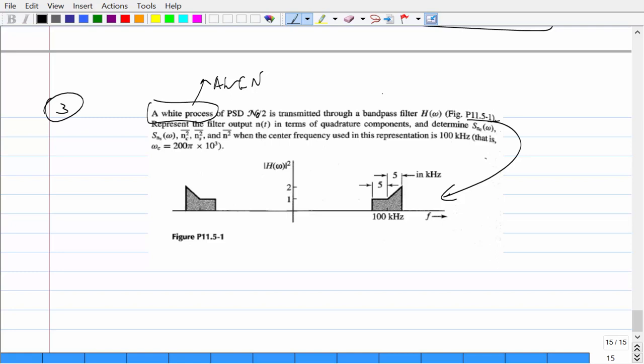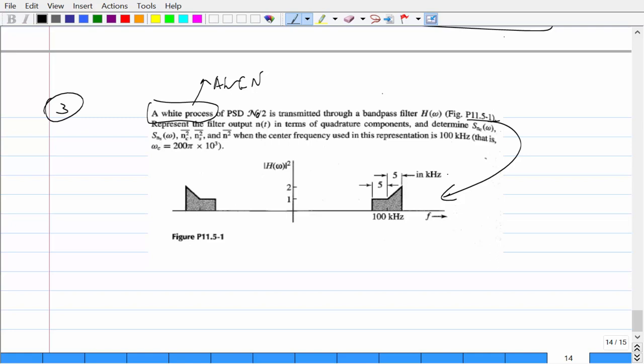And then what we need to do is represent the filter output N of t in terms of quadrature components, and then determine the power spectral density for the cosine quadrature and the sine quadrature. We also have to determine what the output power would be when the center frequency is 100 kilohertz, which is actually very nice. So this is telling us here that f_c is 100 kilohertz, and the center here is also 100 kilohertz, which is nice.